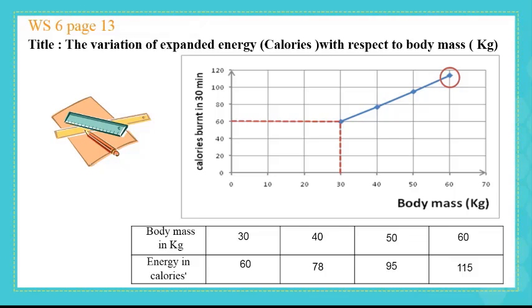Finally, what is the title of this table? Both the data table and the line graph have the same title. So, write the general form of the title, then replace the dependent and the independent variables by their names. What is the title now? The variation of expended energy in calories with respect to body mass in kilograms.